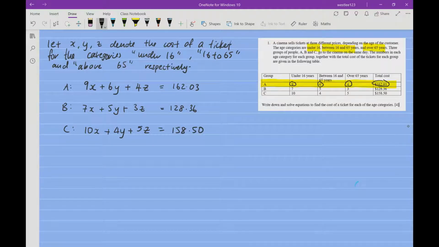Okay, so once we have formed the 3 equations, how to know whether we have sufficient information to solve the question? The number of equations that you have should be the same as the number of unknowns you have. So in this case, you have 3 unknowns, x, y, z. You need 3 equations, which we already do. Next, we will go to the GC.